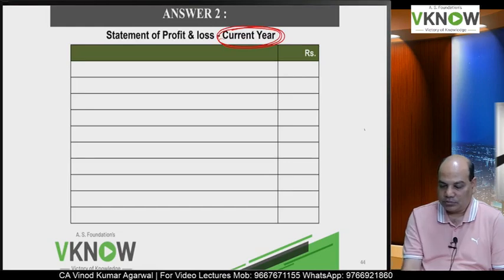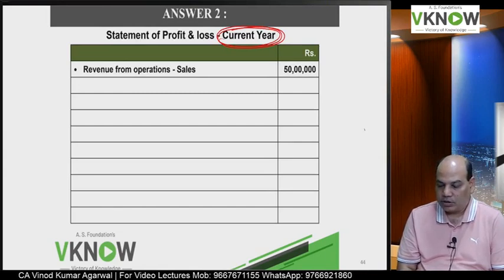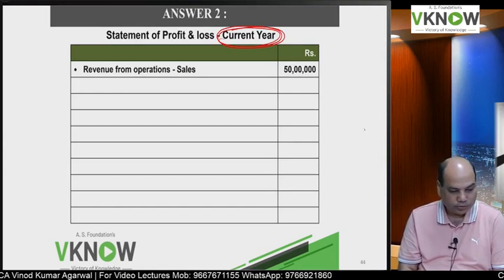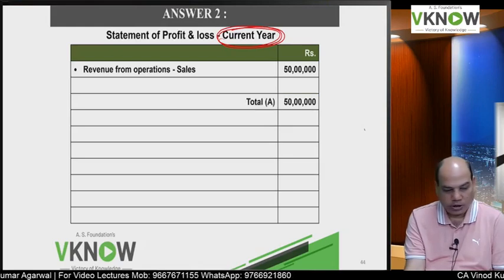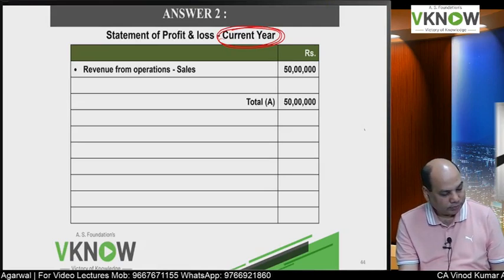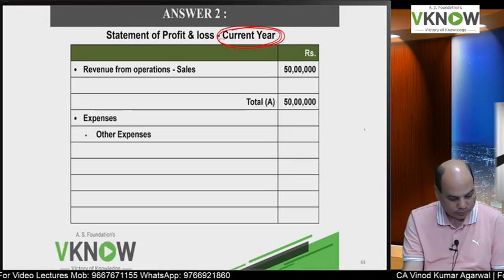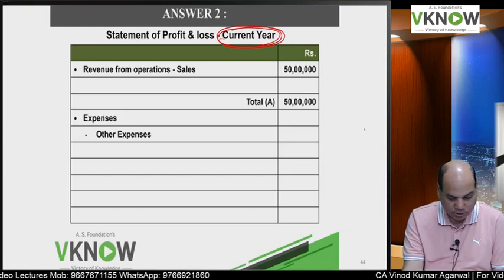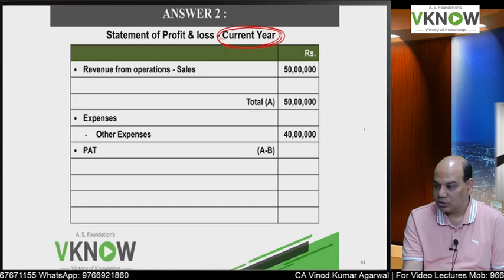So let us write down. First, revenue from operations. Sales, write down 50 lakh. Question in front of you. Total 50 lakh, because there is no other income. Then write down expenses. Other expenses 40 lakh. That previous year expense will not come here. Tax is not there. So directly PAT will be 10 lakh.